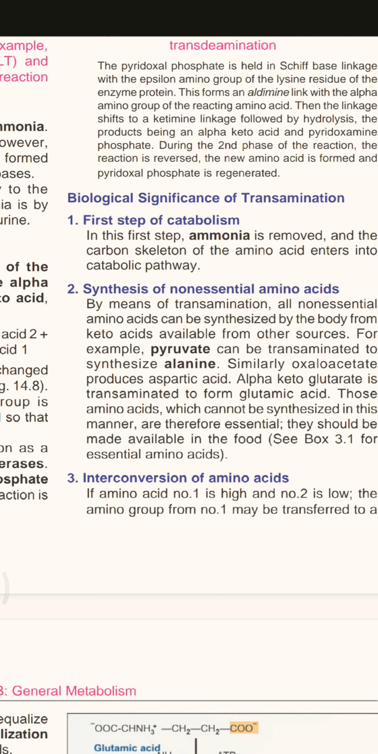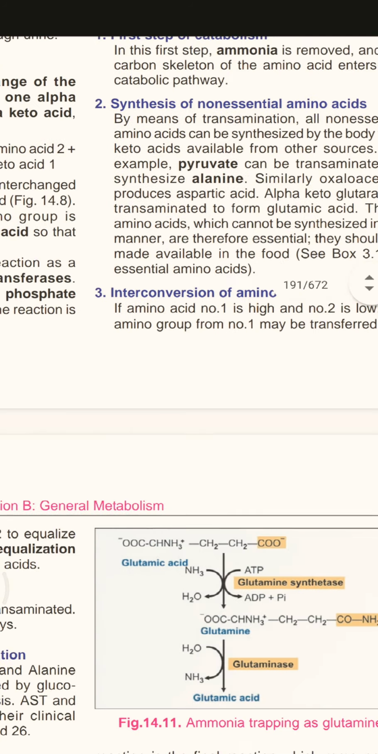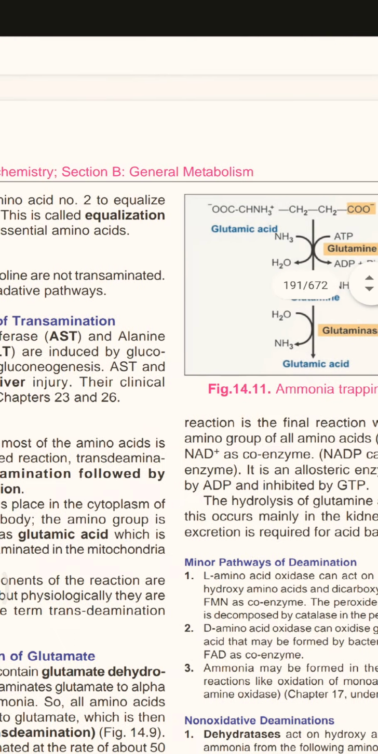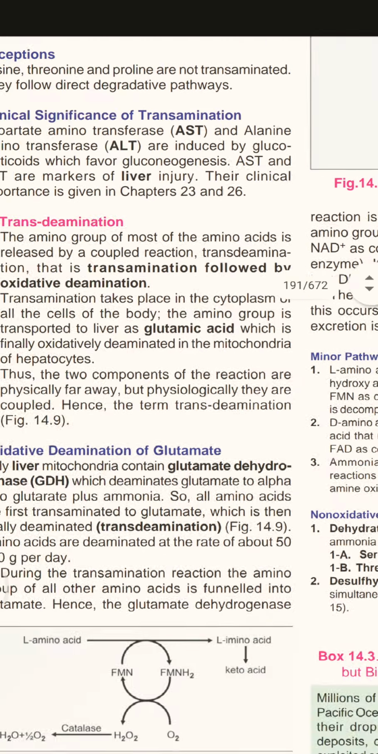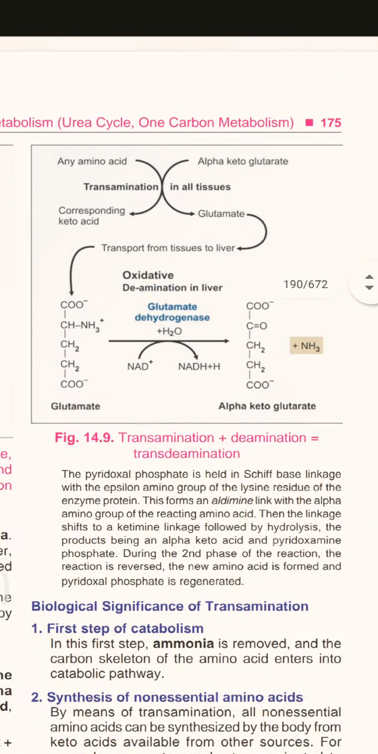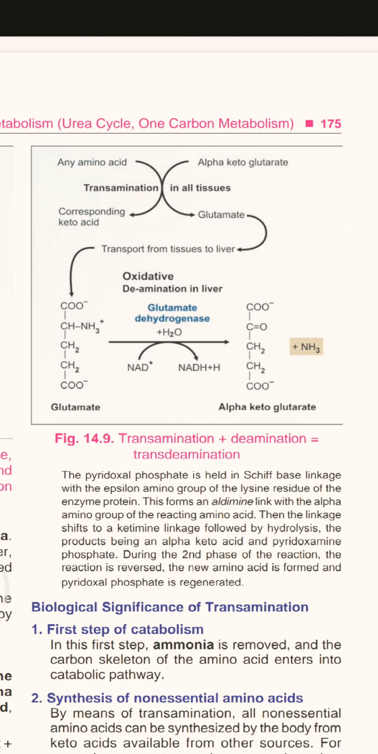Now what is transdeamination? In a single line we can say transdeamination is transamination followed by oxidative deamination. In one line we can say this. As you can see in figure 14.9, oxidative deamination is taking place in liver.